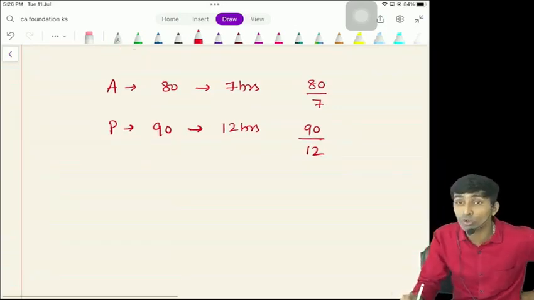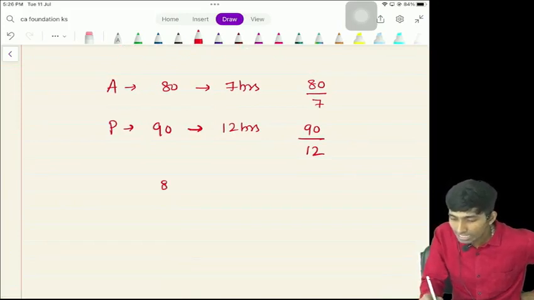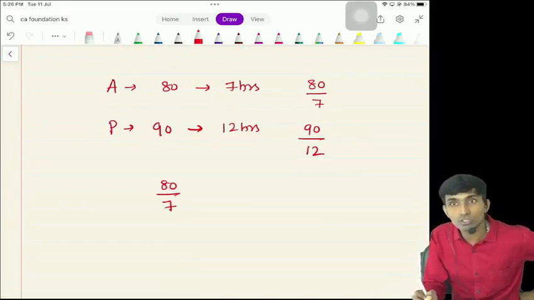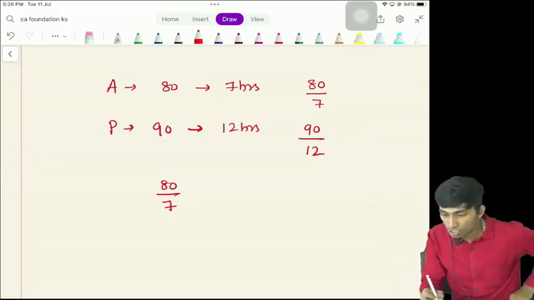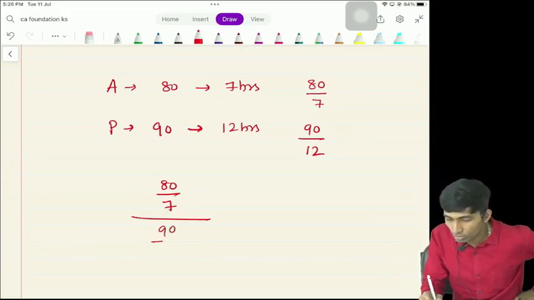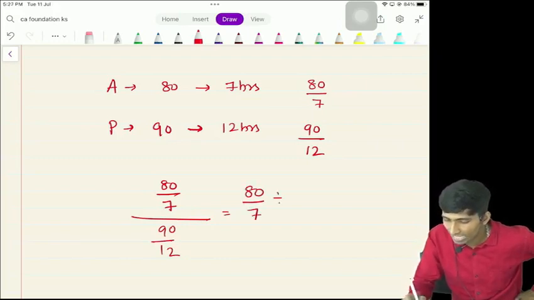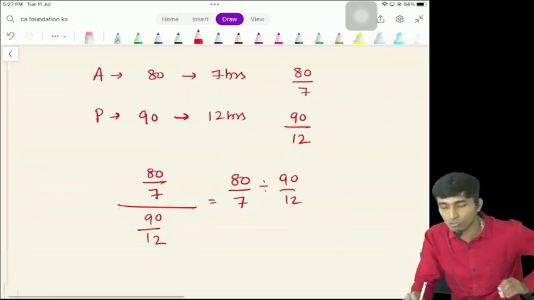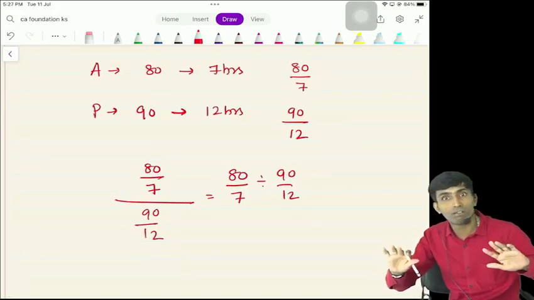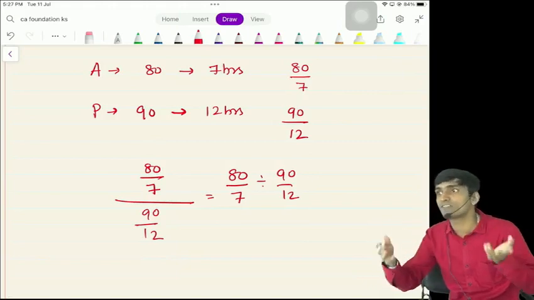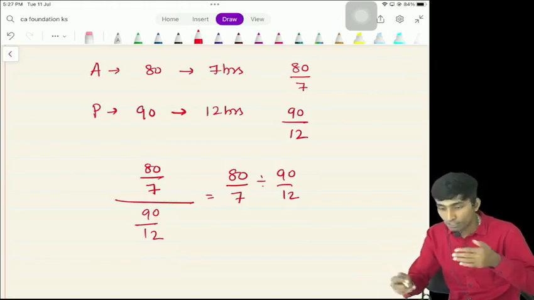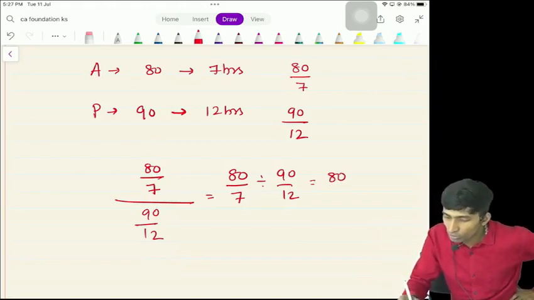Now many people don't know this, so listen carefully. 80 by 7. Understood? Those who are afraid of ratios and all the maths, instead of writing it like this, 90 by 12, I can write 80 by 7 divided by 90 by 12. This much only slow I can go. Further I can't slow down. And this much level is expected from you people. Understood? You can't divide this. So what will you do? 80 by 7 into 12 by 90.